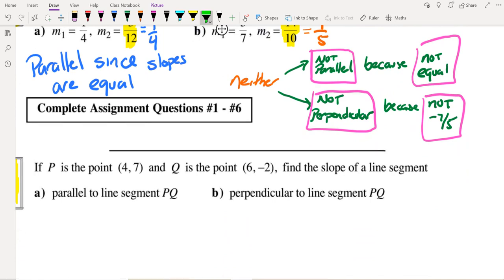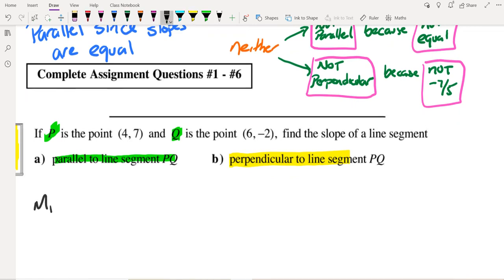we are given 2 points, P and Q here, and asked to find what would the slope of a parallel line would be for the line that has PQ, and what would be the slope of a perpendicular line compared to PQ. So before we can do this, we need to determine what is the slope of PQ. So this goes back to last day's notes. So the slope of PQ is equal to y2 minus y1 divided by x2 minus x1.